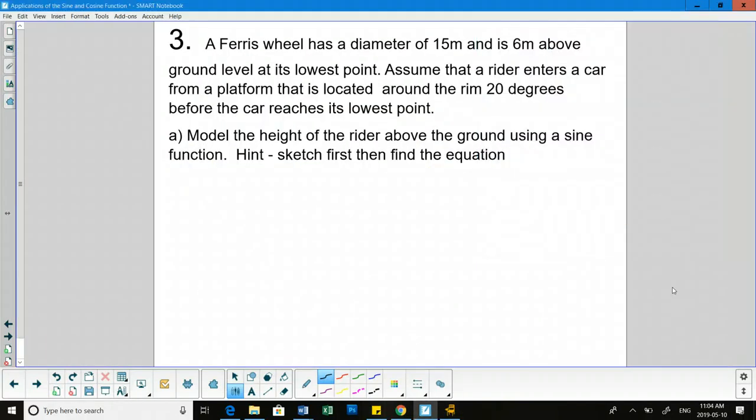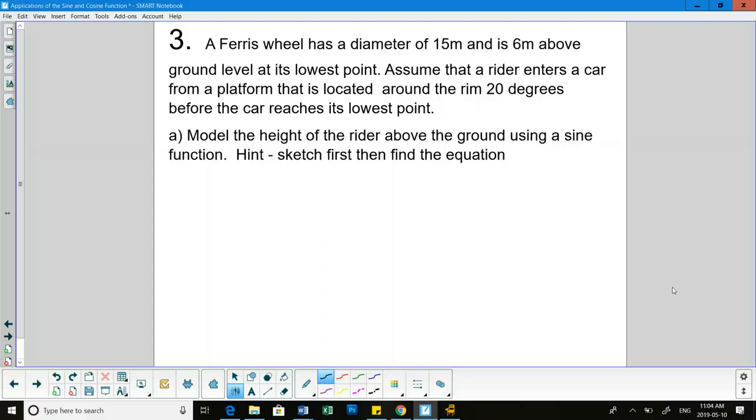Our last example for today, we are going to do something a little bit different than we did in our other questions. So we're going to have our Ferris wheel with diameter 15 meters and it's 6 meters above ground level at its lowest point. We're going to assume the rider enters the car from a platform that is located 20 degrees before the car reaches its lowest point. Model the height of the rider above the ground, so not from the center this time.